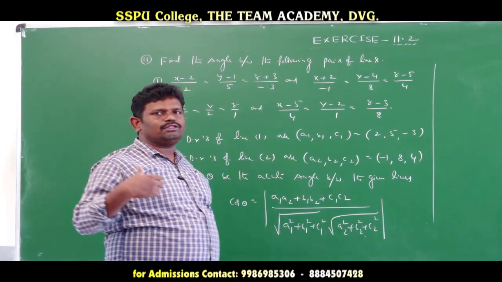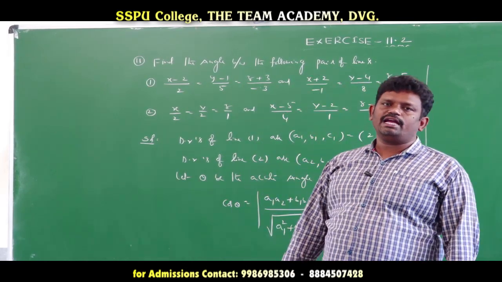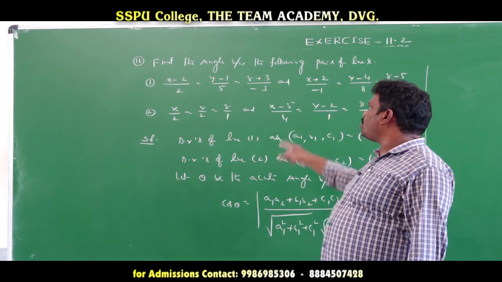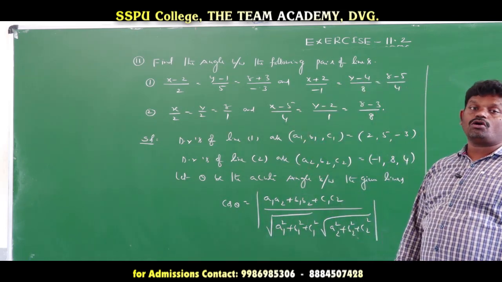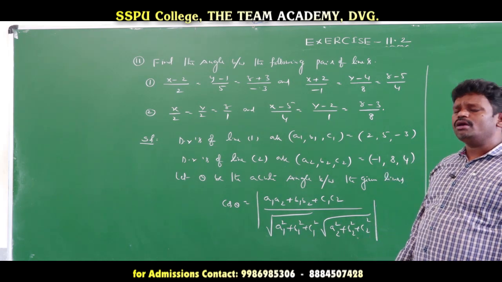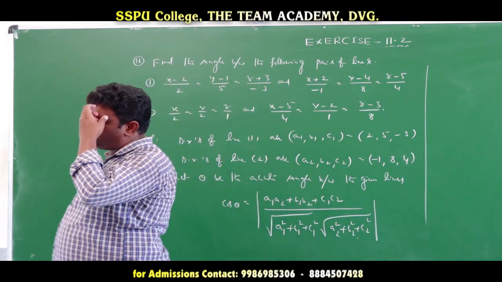11th question; we already explained it when we solved the 10th question: the angle between two lines. There the lines are given in vector form, and here they are given in Cartesian form. If you find the angle between two lines, it is the same thing, but in vector form the formula is b1 bar dot b2 by magnitude of b1 into b2.